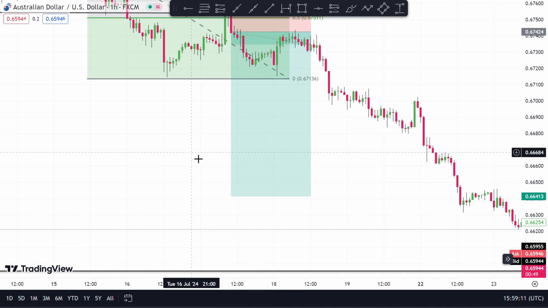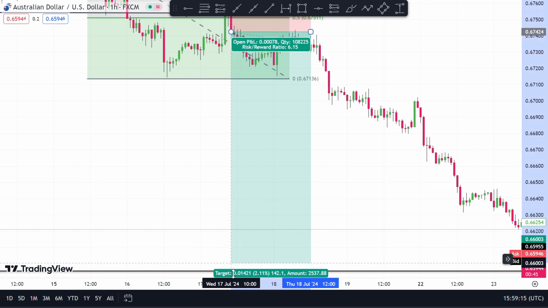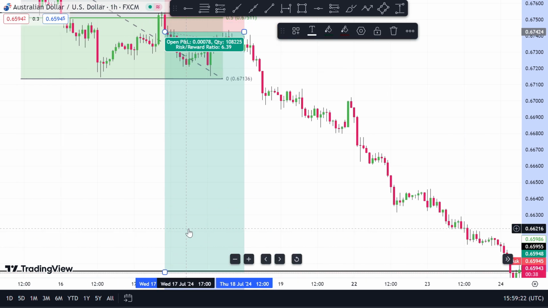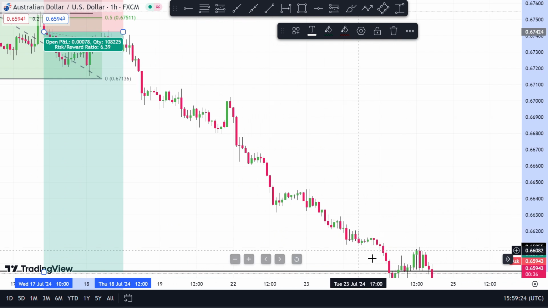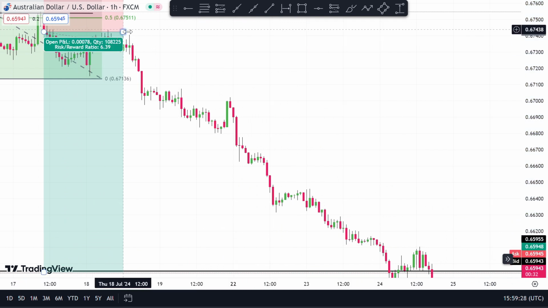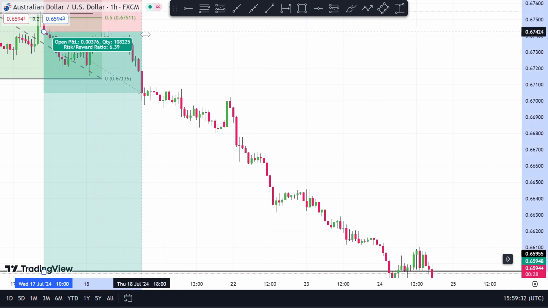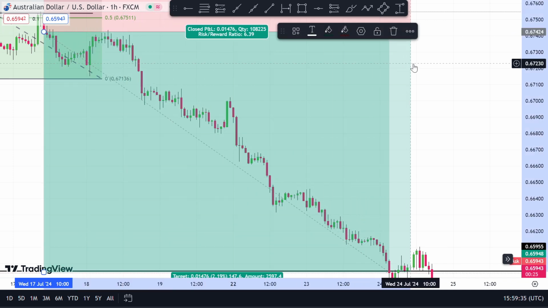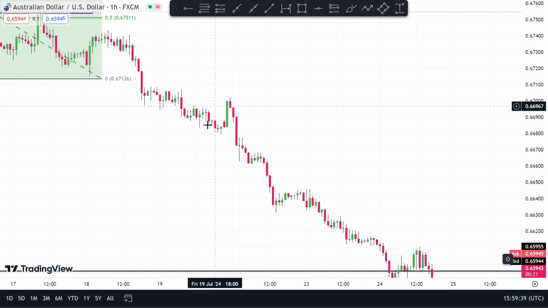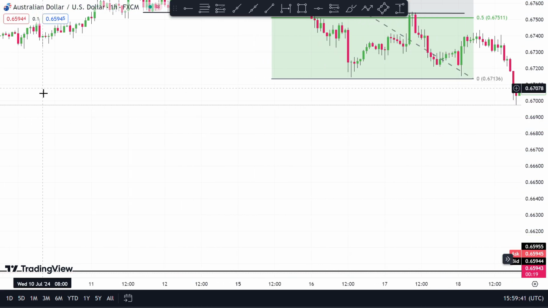Then I take profit at the next level. Just right here. As you can see, price came straight into it, making this a beautiful trade. Right. As you can see, it was a beautiful trade. So this is how you trade.